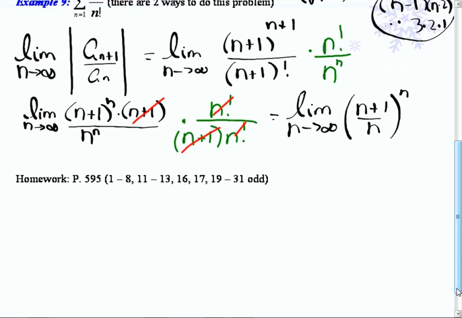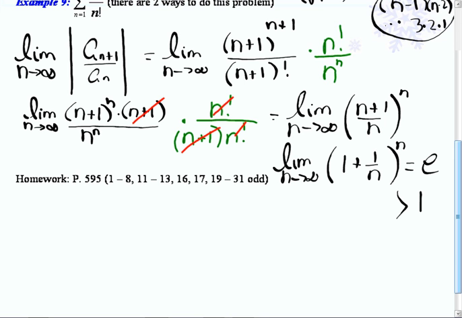Now, be careful. As n goes to infinity, let's go ahead and divide that out because I can. It's 1 plus 1 over n to the n. I know some of you want to say it's 1. Does anybody recognize it? Jonathan? It's e. Which is greater than 1. So what happens to this series? It diverges. I'm done.